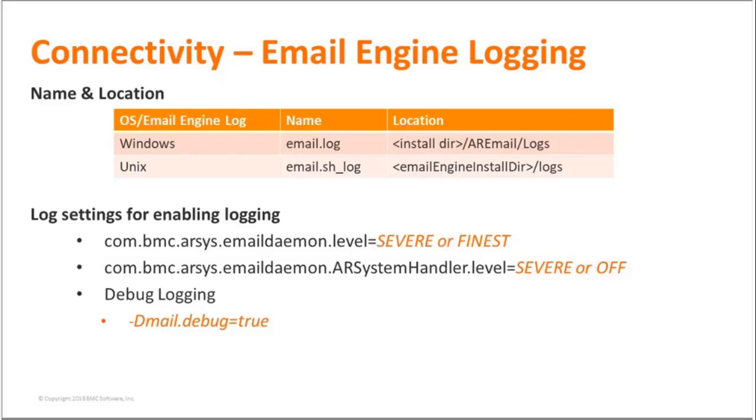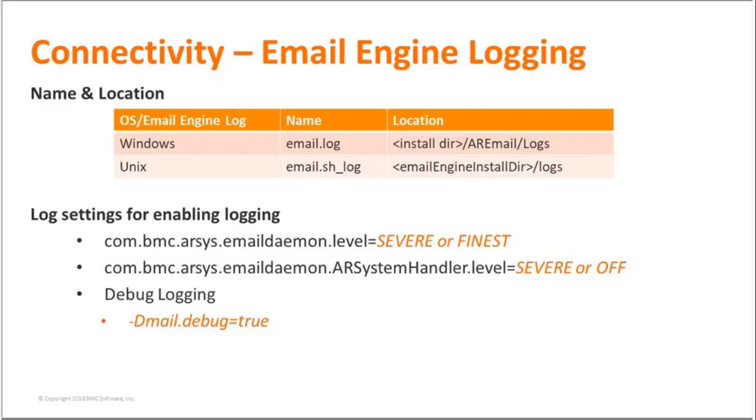Both logging properties have the same multiple logging levels. However, it's recommended for troubleshooting that you set the email daemon.level to finest and the arsystemhandler.level to severe. Reproduce the problem, analyze the email log, or open a case and send it in to support for assistance with the analysis.